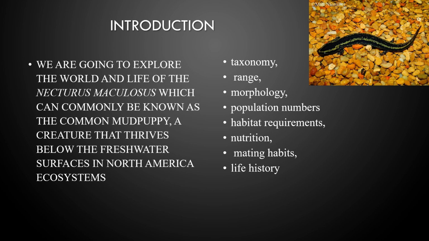the common mudpuppy, is what we're going to discuss today, and how it thrives in the freshwater ecosystems of North America. Within this, we're going to discuss the characteristics of its taxonomy, range, morphology, population numbers, habitat requirements, nutrition, mating habits, and even some of its life history, talking about its conservation as part of that. This is an aquatic salamander species that we'll discuss within this lecture, or my analysis.